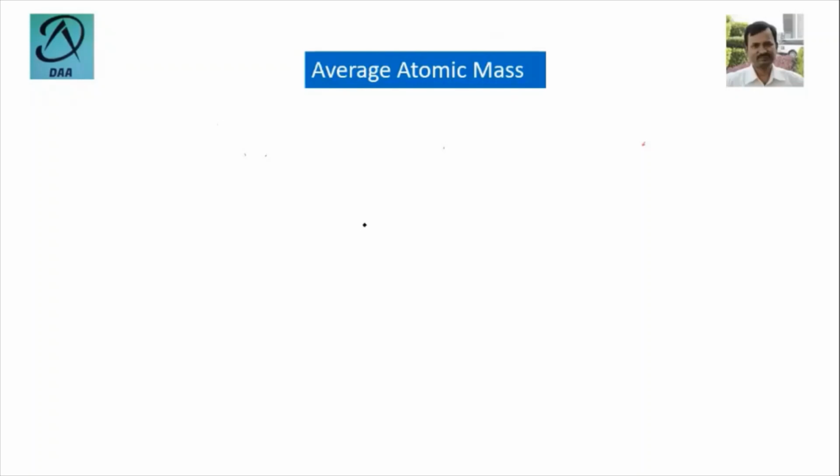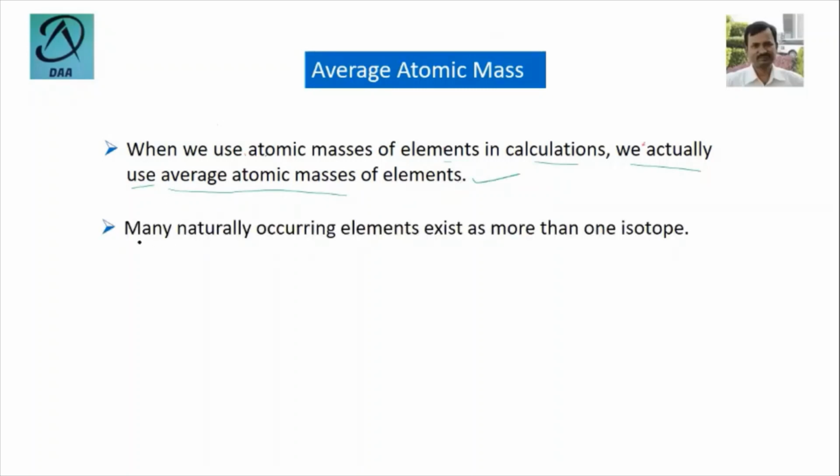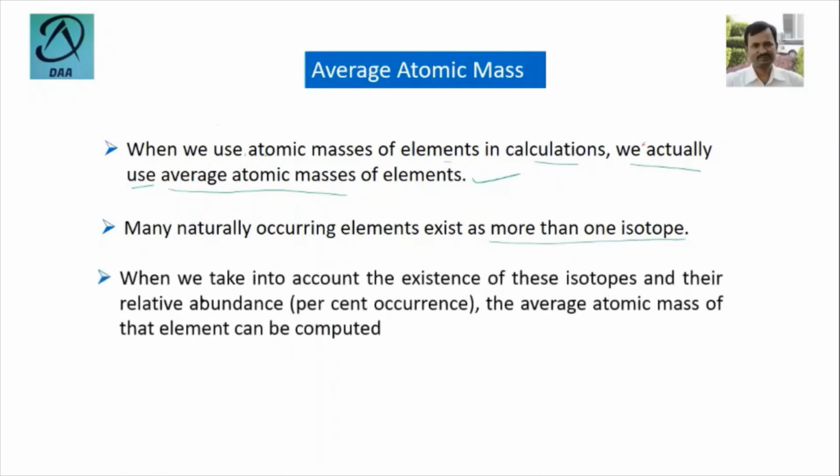Now we'll talk about the average atomic mass. Why do you need the average atomic mass? Because when we use the atomic masses of elements in calculations, we actually use the average atomic mass of elements. Many naturally occurring elements exist as more than one isotope. When we take into account the existence of these isotopes and their relative abundance, that means percent occurrence, the average atomic mass of that element can be computed.